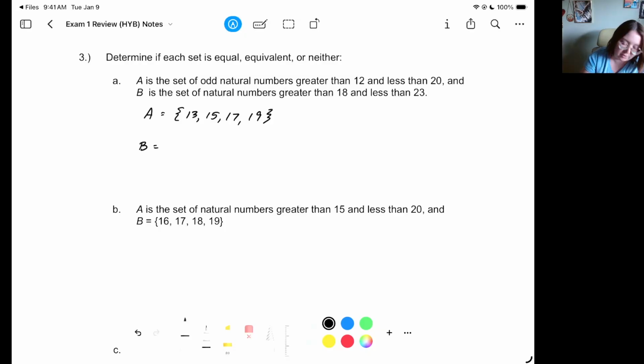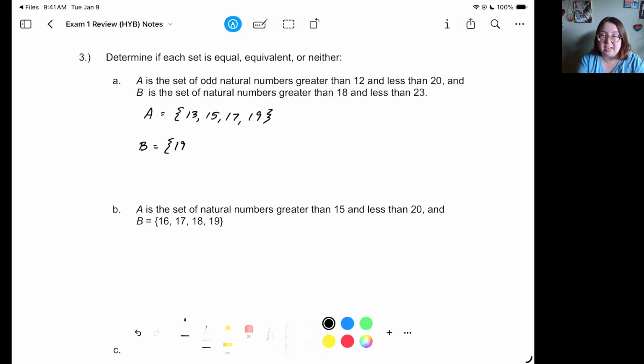All right, now we're going to find the second set in this problem. It says that B is the set of natural numbers greater than 18 and less than 23. Once again, it's greater than 18, not greater than or equal to 18, so we can't start at 18. We have to go to the next number, which is 19. So we'll start at 19. This is the set of natural numbers. It doesn't specify odd or even, so we'll just go by 1.